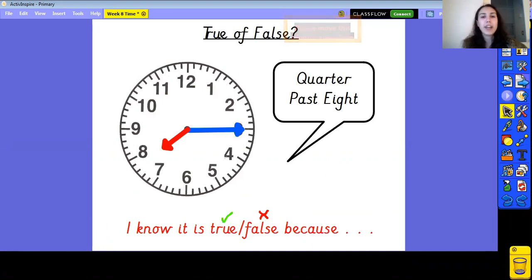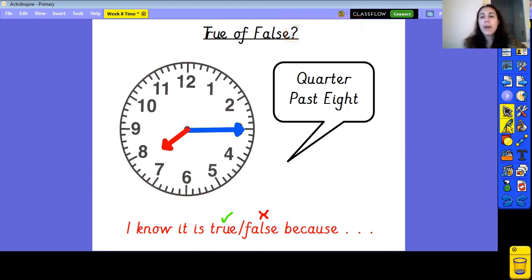And the last thing before I introduce you to your individual task, true or false. So this clock, somebody thinks this clock is showing a quarter past 8. Why don't you have a go at pausing the video and seeing if you can work out whether this is true or false and explain your reasoning as to why. Lovely, hopefully you've had some time to do that. If not, just keep the video paused a little bit longer. If you're ready, let's go through some of my ideas.